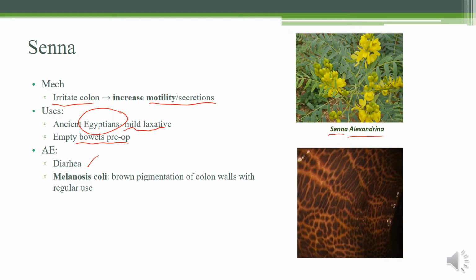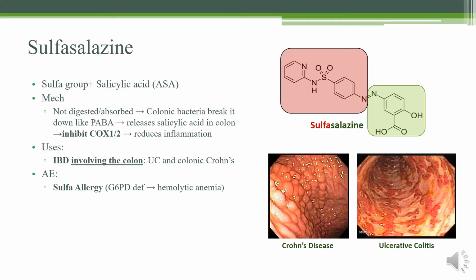to Senna is it can cause melanosis coli, or it can cause your colon to pretty much look brown, as you can see here. Nothing really bad about it, it just looks brown, and it can be surprising if you're giving someone a colonoscopy and you see something like that.